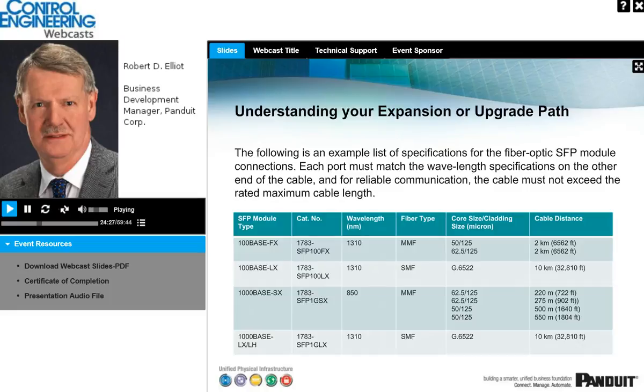The SFP module also depends on the data rate that's used for the network, and that has an impact on the type of SFP transceiver that you require here. In addition, and we'll talk about this in a moment, you need a different type of SFP module depending on whether you're going to be using multimode fiber or single mode fiber. And we'll talk a little bit more about that in a second.